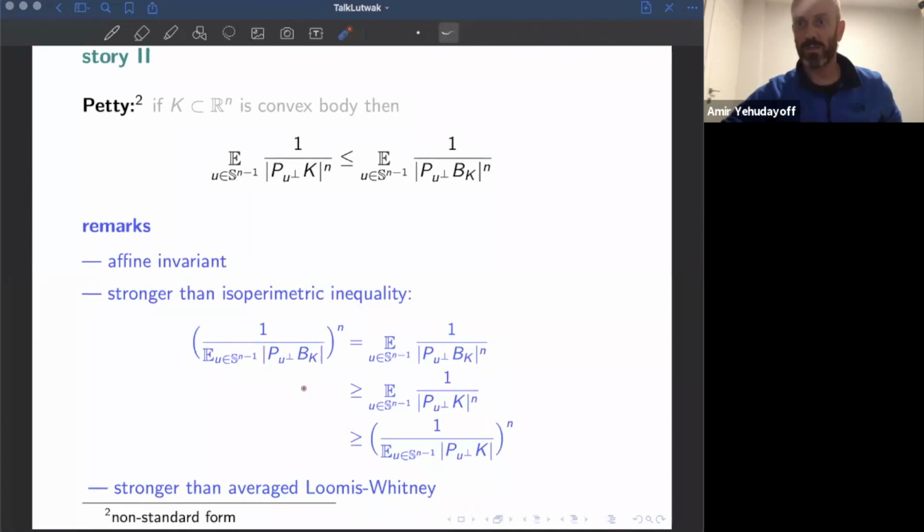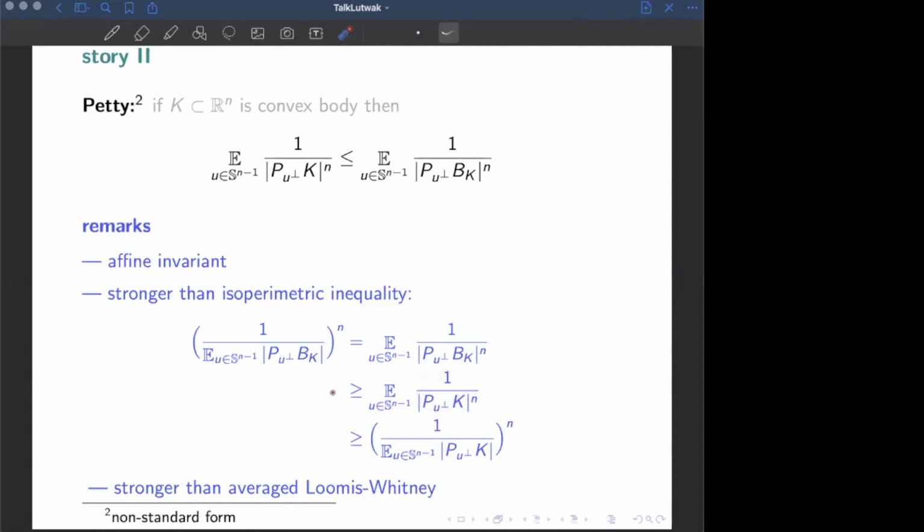So it is strictly stronger because this inequality is an equality only if all the numbers here are the same. So it actually gives you more information about the equality cases.